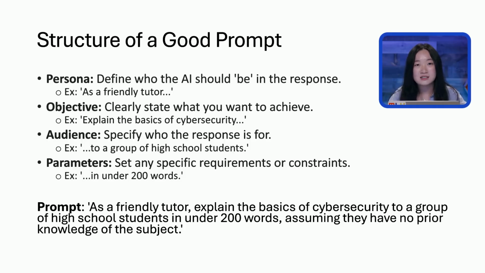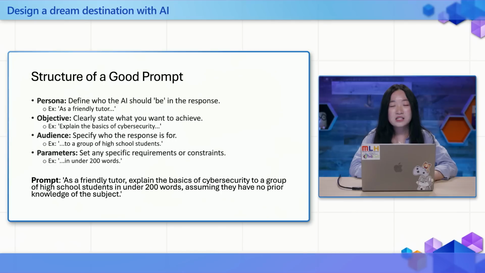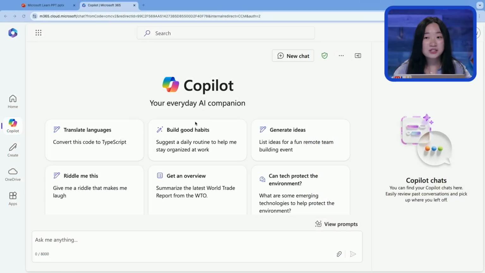Third, we're going to have our audience. Specify who the response is for, like to a group of high school students. Next, we're going to have parameters. So we want to set any specific requirements or constraints, for example, in under 200 words. And lastly, we have context. We want to provide our background information to help the AI understand the scenario, like assume they have no prior knowledge of the subject. So let's put it all together, and we get, as a friendly tutor, explain the basics of cybersecurity to a group of high school students in under 200 words, assuming they have no prior knowledge of the subject. So let's go to Copilot.